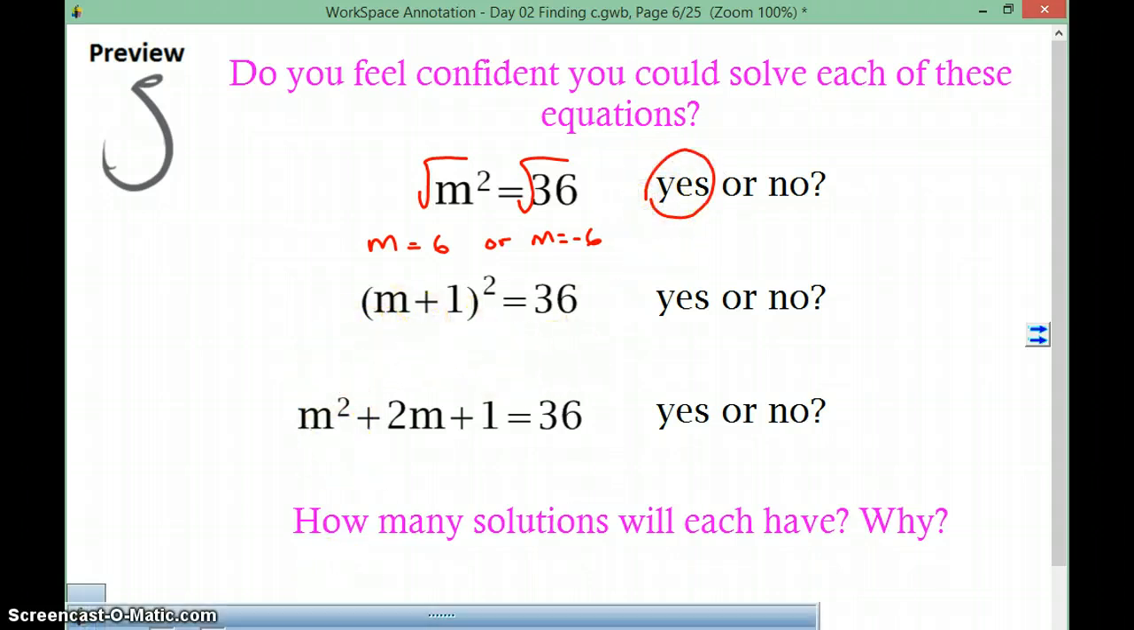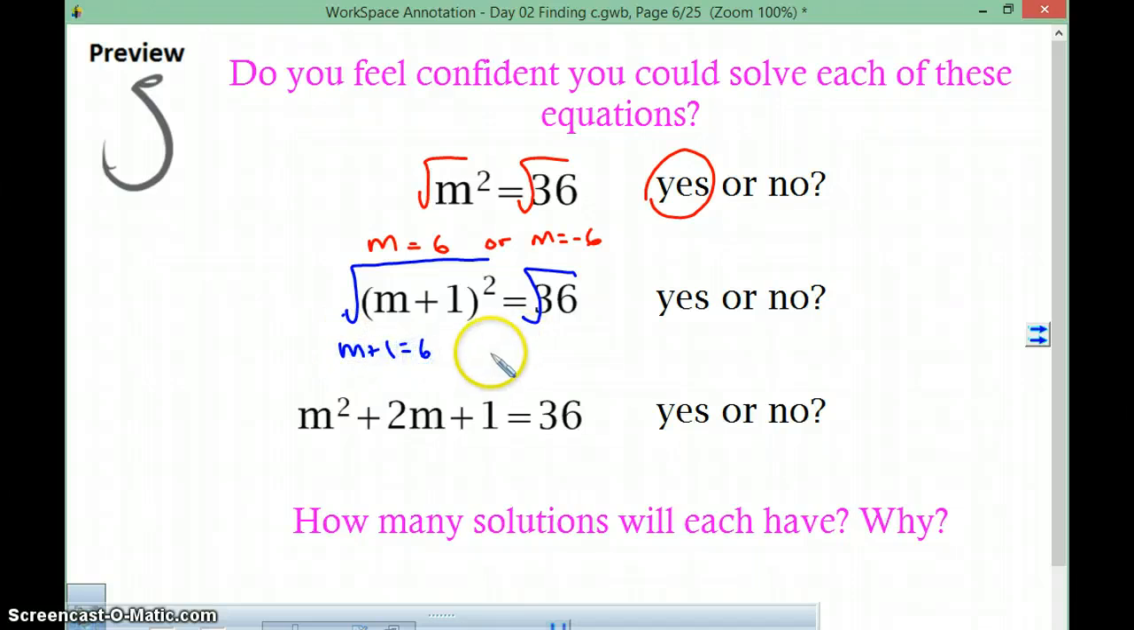Could you solve this one? Let's do that one the same way. Let's take the square root of both sides. Okay. You end up with m plus 1 equals 6 or m plus 1 equals negative 6. Then what do you have to do? You have to isolate m, of course, so we subtract 1 from both sides. Same thing over here. And you end up with m equals 5 or m equals negative 7. So hopefully you feel confident with that.